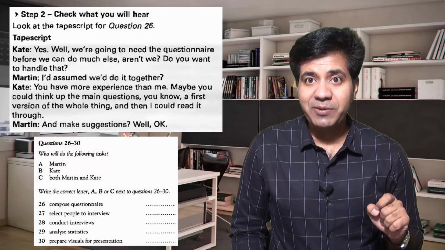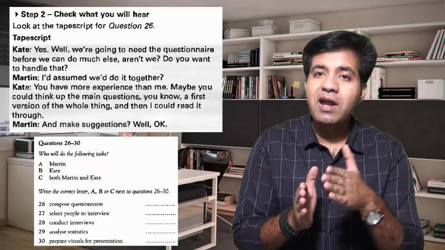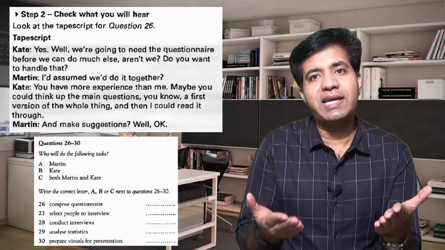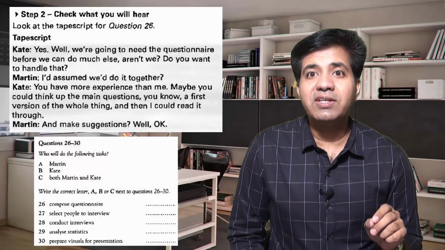Well, okay. Now they have decided about the questionnaire that they are going to do it together. One part Kate is gonna do and the second part Martin is gonna do. That's why, compose questionnaire, the correct answer is C.